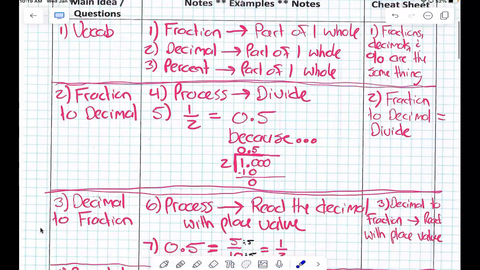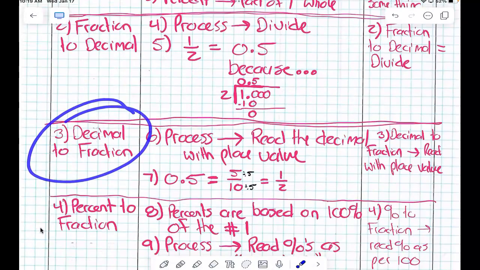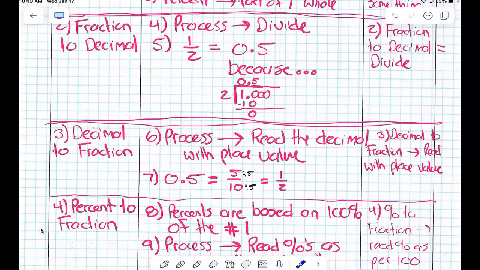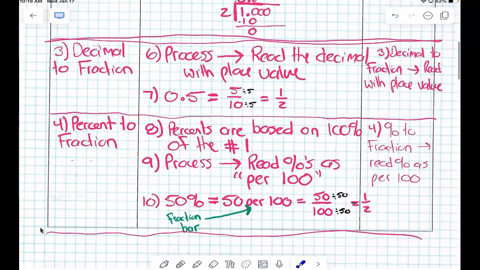Yes. Okay. The second conversion we did was a decimal to a fraction. On a count of 3, please read the process. 1, 2, 3. Read the decimal with place value. So if I give you this decimal, can you please read it? 0 and 5/10. When I write 5/10 down as my fraction, I need to reduce it, right? Yes. We good? Yes.